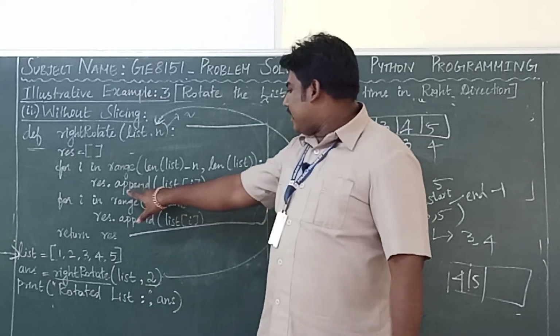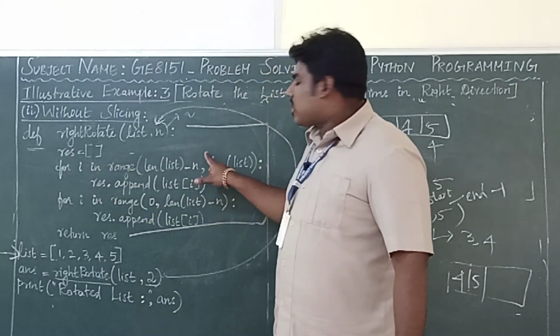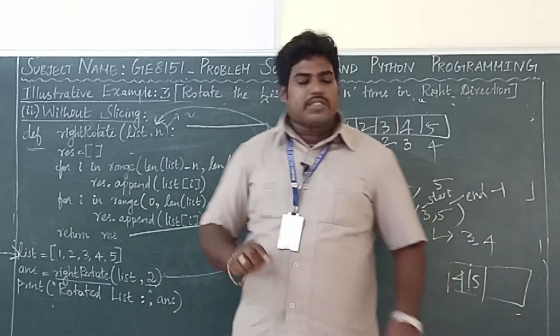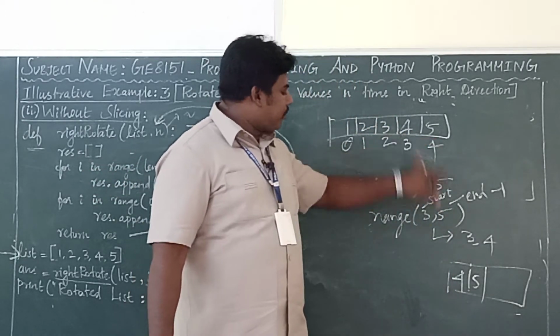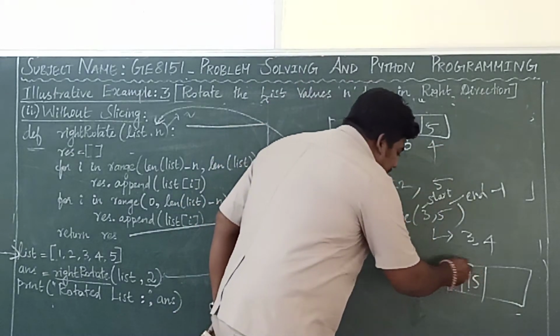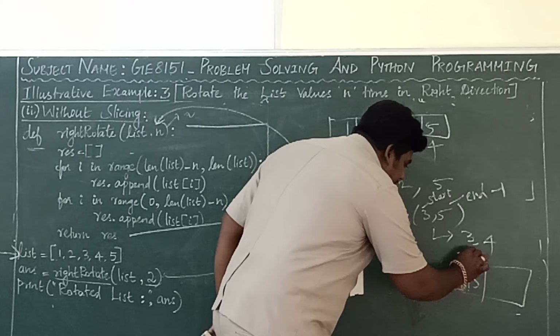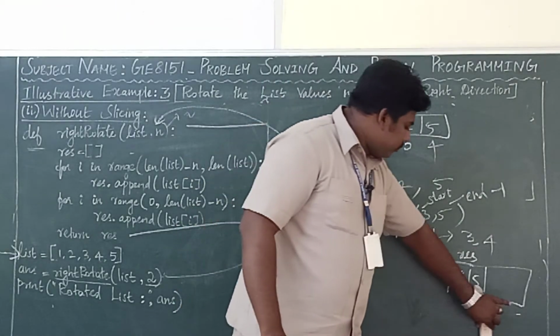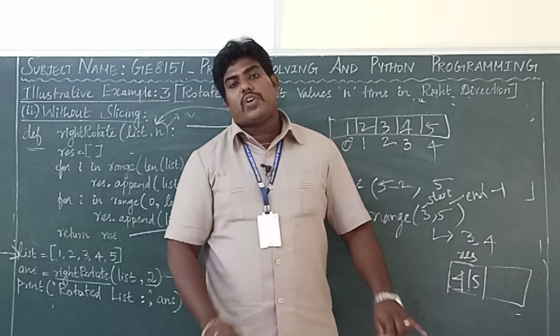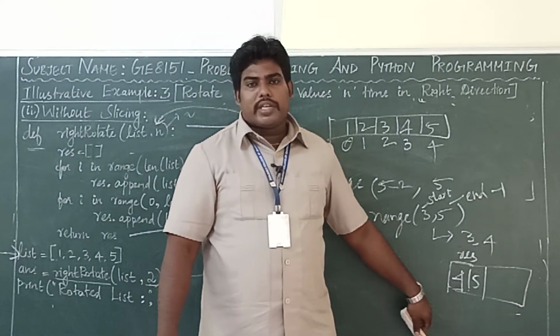The first iteration the i takes 3. Second iteration the i takes index 4. So at the third index 4 is there. At the fourth index 5 is there. So in the empty list, this is the result. In the empty list, 2 elements are added. Again the rest of the elements I want to add. Okay, 2 times I rotated.